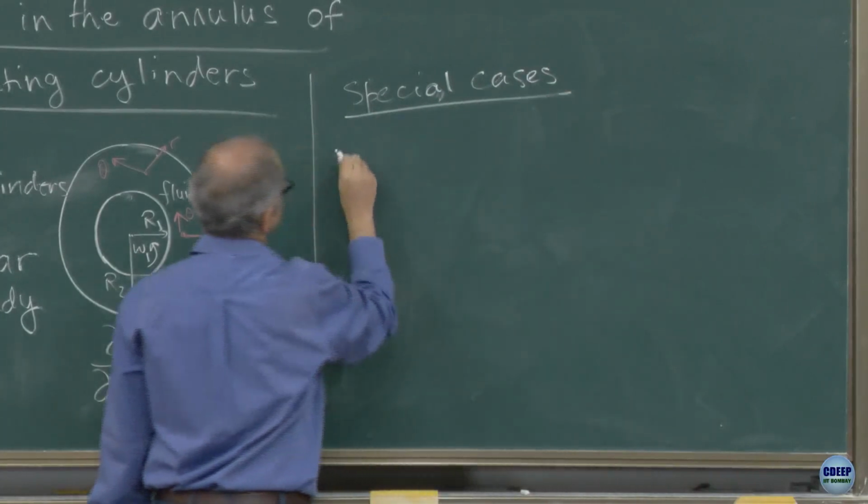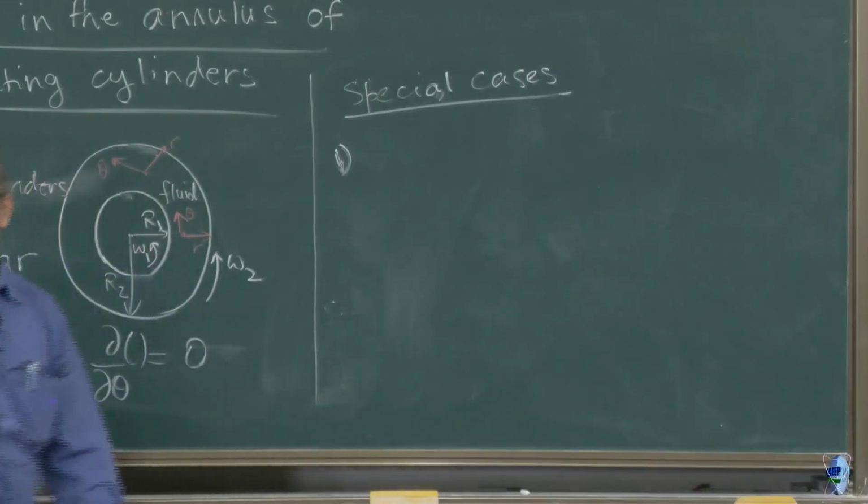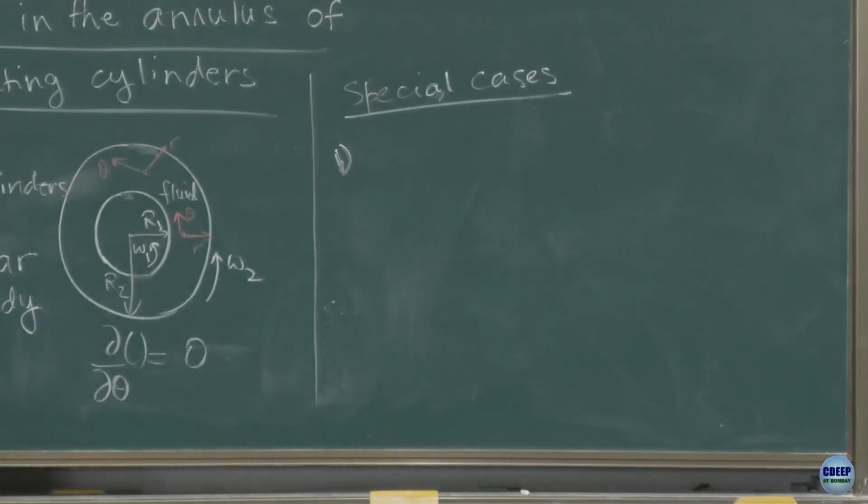Okay. So what are the special cases one can think of from here? Omega 1 is 0, omega 2 is 0. That is straightforward. One can get it from the solution that we have. Anything else? Anything more interesting than that? Opposite direction also you can look at.